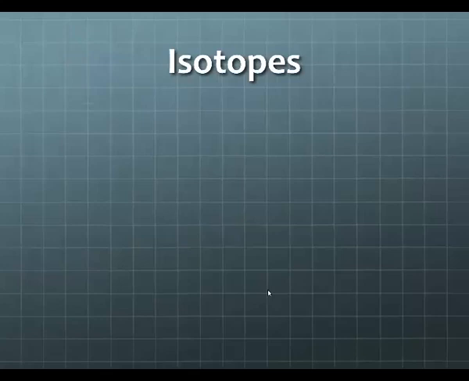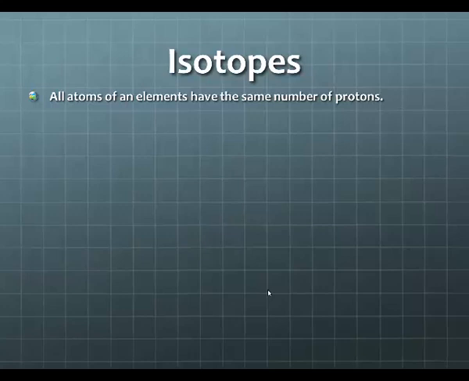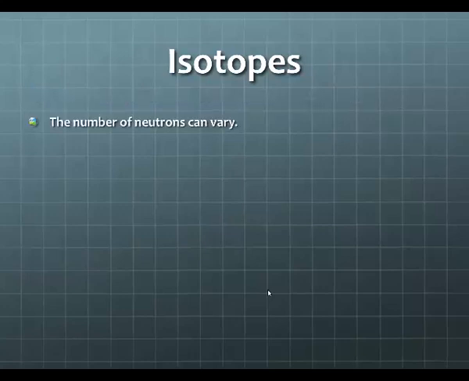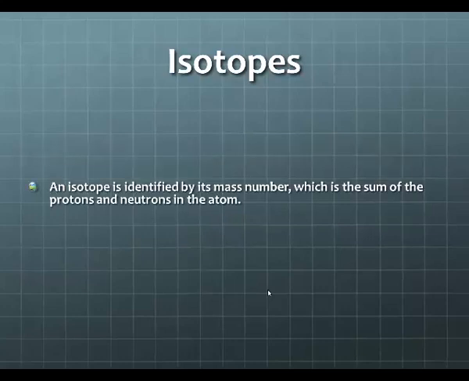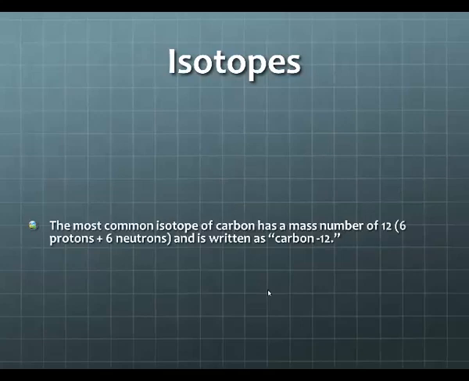Isotopes. All atoms of an element have the same number of protons. The number of neutrons can vary. Atoms with the same number of protons and different numbers of neutrons are called isotopes. An isotope is identified by its mass number, which is the sum of the protons and neutrons in the atom. The most common isotope of carbon has a mass number of 12, so 6 protons plus 6 neutrons, and is written as carbon-12.